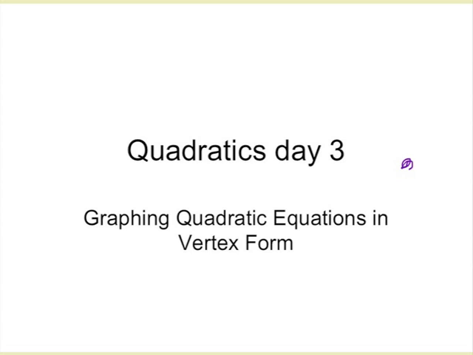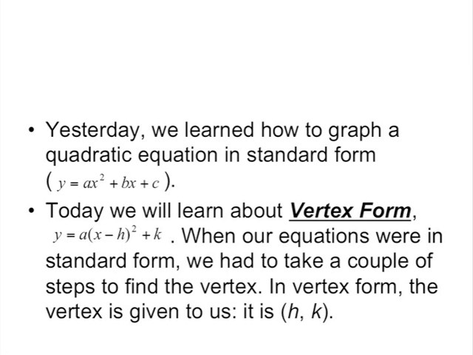And one of the reasons why it's called vertex form is because the vertex is readily obvious from the original equation. So yesterday most of our work was in finding the vertex, doing the negative b over 2a and then plugging that in. Today in vertex form, our vertex is going to be right there in our equation for us. So yesterday we looked at the standard form, ax squared plus bx plus c. Today we're going to look at vertex form. And in vertex form, our equation is going to look a little bit different. This is our equation in vertex form.